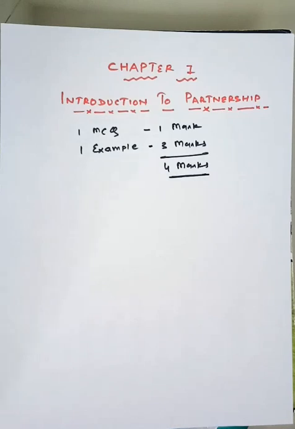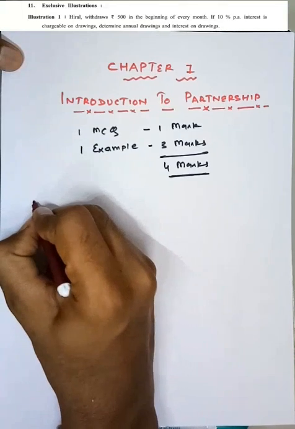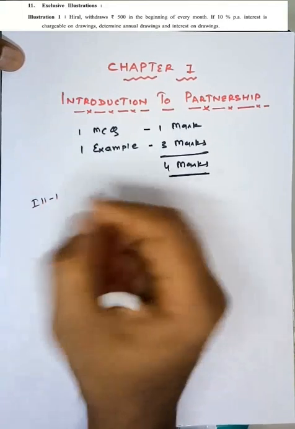See the illustration first. What does the first illustration say? Hiral withdraws rupees 500 in the beginning of every month. If 10% per annum interest is chargeable on drawing, determine annual drawing and interest on drawing. So we are starting with our example. This is the first illustration, illustration 1.